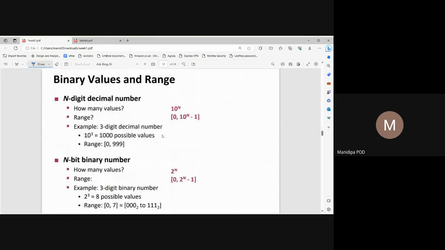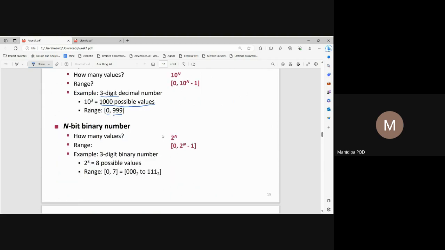So look, in an n-digit decimal number, how many values can we get? If we know that there are n digits present in a decimal number, how many values? What is the range? So for example, if I have a 3-digit decimal number, then I can get 10 to the power 3, that is 1000 possible values. Now what are those values? Anything ranging from 0 to 999, including 0 and 999.